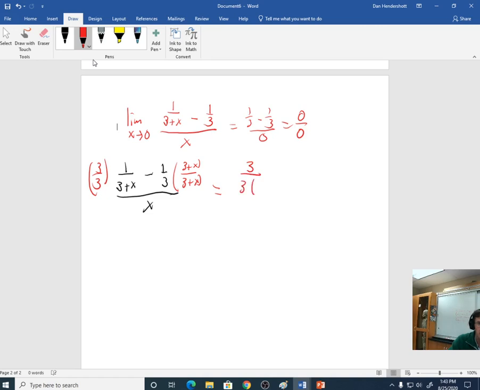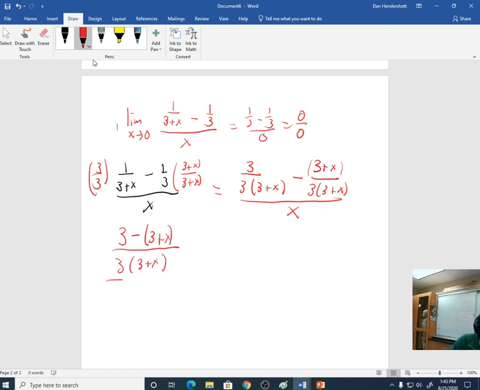So this ends up being 3 over 3 times 3 plus x minus 3 plus x over 3 times 3 plus x, all over x, because we didn't touch that. Okay, now we can subtract those two, but remember, it's subtract this in parentheses. Be careful, this minus sign applies to both of those pieces up here. So this is 3 minus 3 plus x all over 3 times 3 plus x all over x.